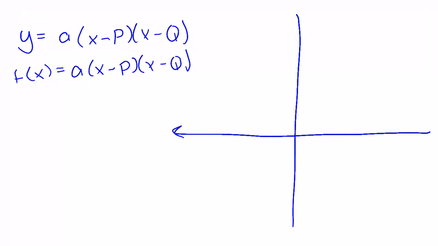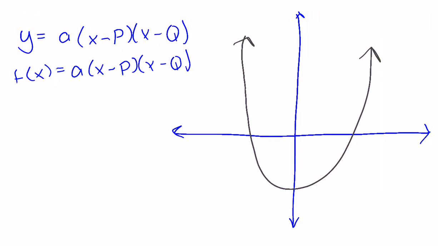Okay, so again, here's just a quick graph. Here's our parabola. Now, let's go ahead and get labeling. These are our x-intercepts, both of these points here. Depending on what p and q are, one is going to be p comma 0, and the other is going to be q comma 0. Because remember, anytime we have an x-intercept, our y value is always 0.